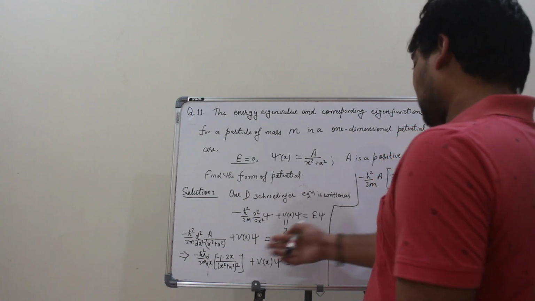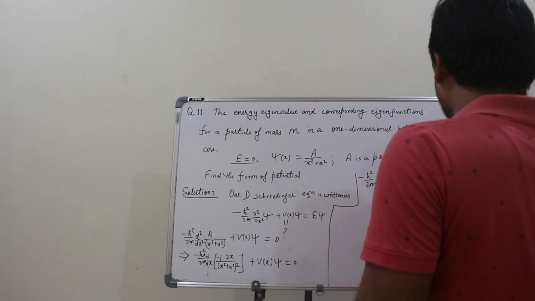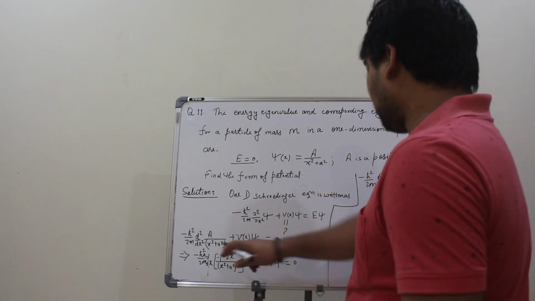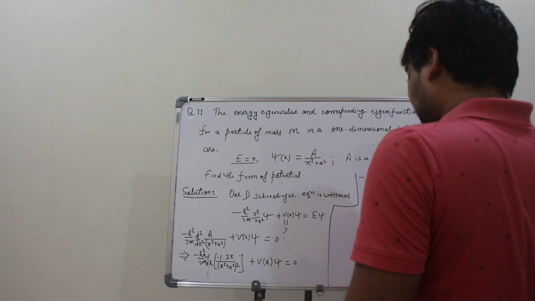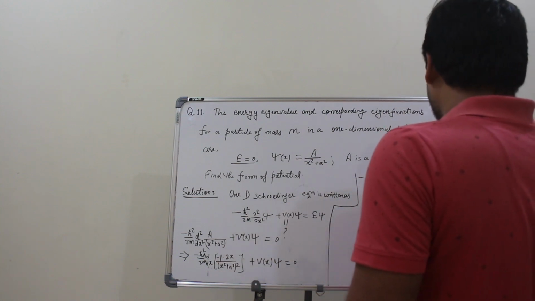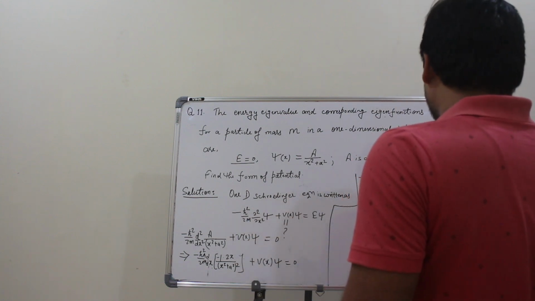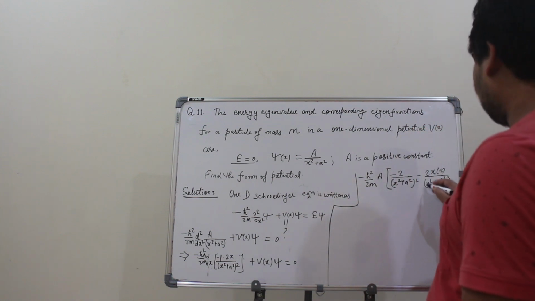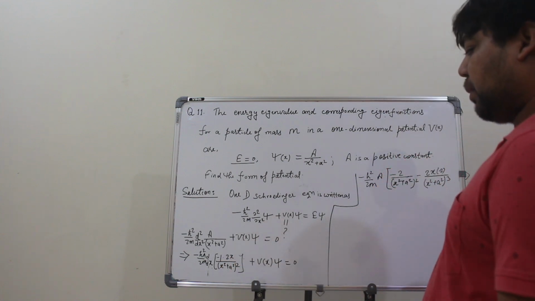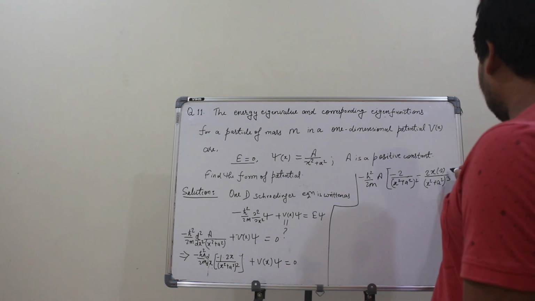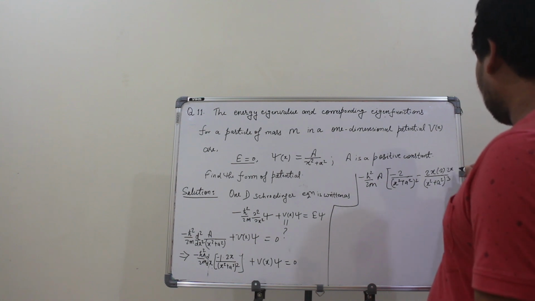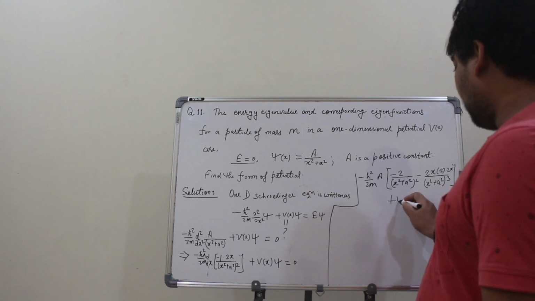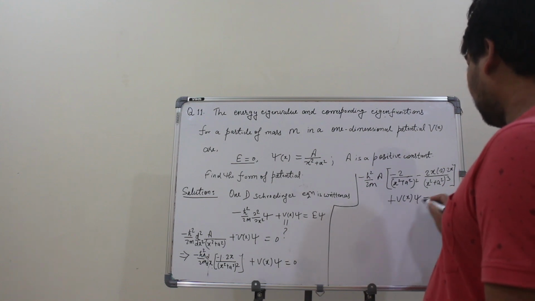And what is it? It gives you n x to the power n minus 1. So what is n? It is minus 2, right? So n x to the power n minus 1, where n minus 1 is minus 3, right? This is what you are getting, and then the differential of this entire term, x square plus a square, gives you 2x, right? Plus V(x) into psi is 0, right?